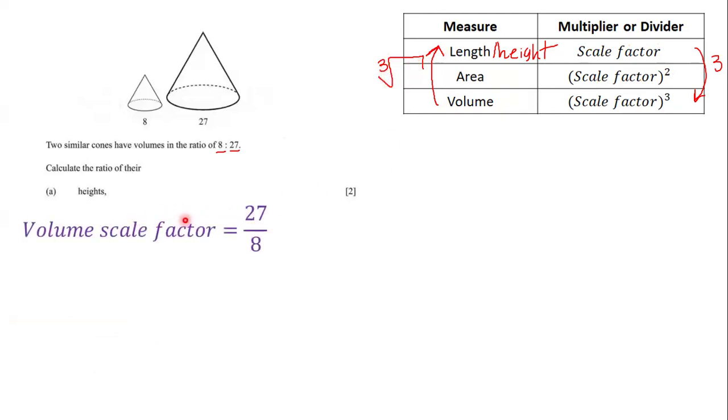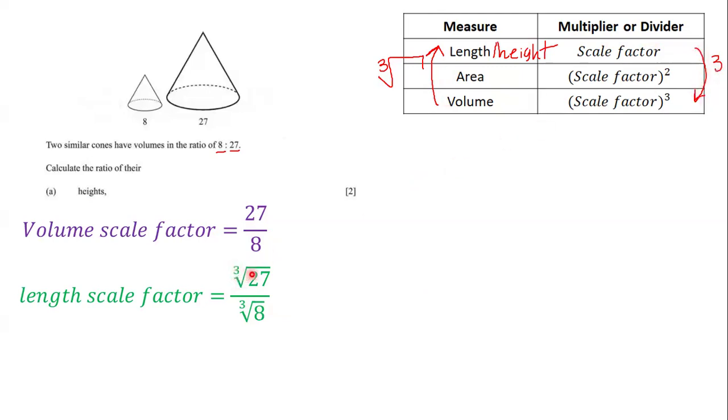We have that the volume scale factor is 27 over 8. In order to find the length or the height scale factor, we have to take the cube root of both of these numbers, the cube root of 27 and the cube root of 8, because we're moving from the volume to the length, or the volume to the height. But if we're moving from the length scale factor to the volume scale factor, then we raise it to the power of 3.